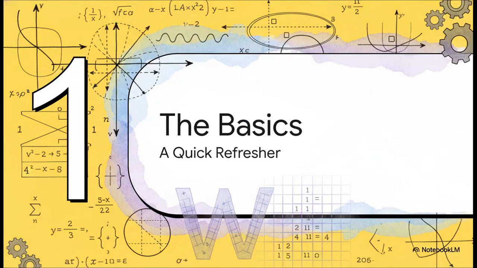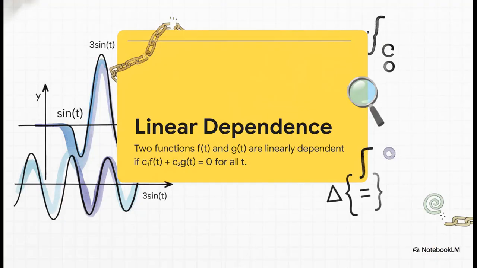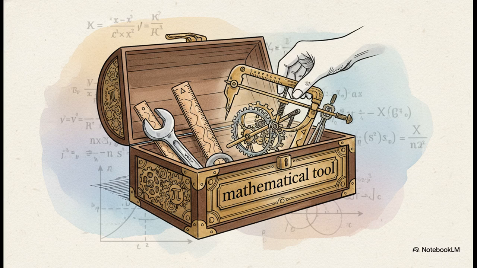All right, before we get to the juicy part, let's do a super quick review of the fundamentals, just to make sure we're all on the same page. So, what does linearly dependent even mean? Well, in simple terms, it means one function is just a scaled up or scaled down version of the other. Think of sin(t) and 3 sin(t). They aren't fundamentally different, right? One doesn't bring any new information to the table. That's linear dependence. And this is where the Wronskian comes in.